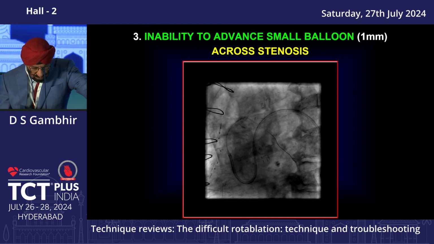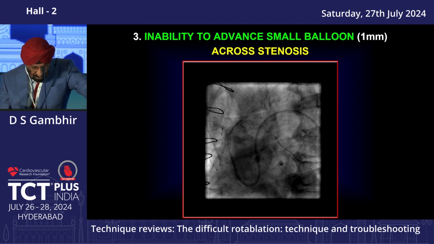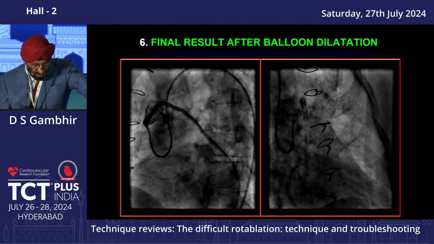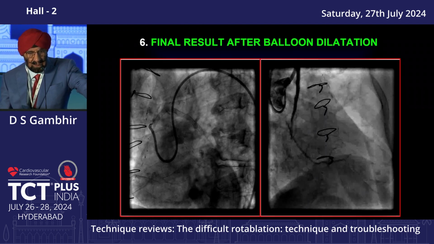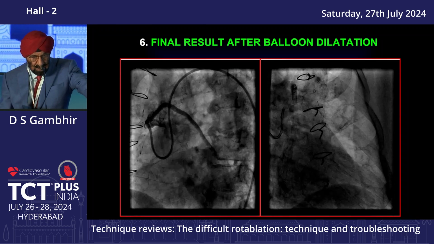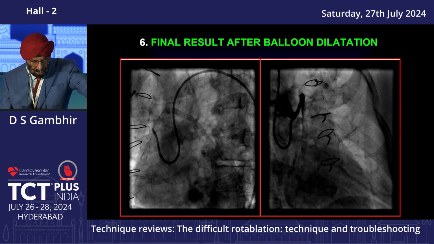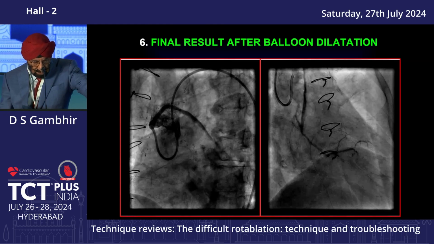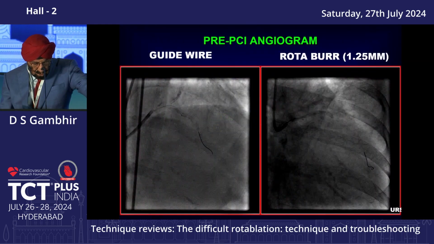Now, these are some of the wires which are being exchanged. Finally, the rota wire went. This is the conventional wire, the balloon doesn't go. And now the rota wire went through it. And then we thought for about 15 minutes whether we should do a rota in a graft or not. I took courage to do a rota 1.25 and then followed by 1.5 and then put two stents, and this was the final result.